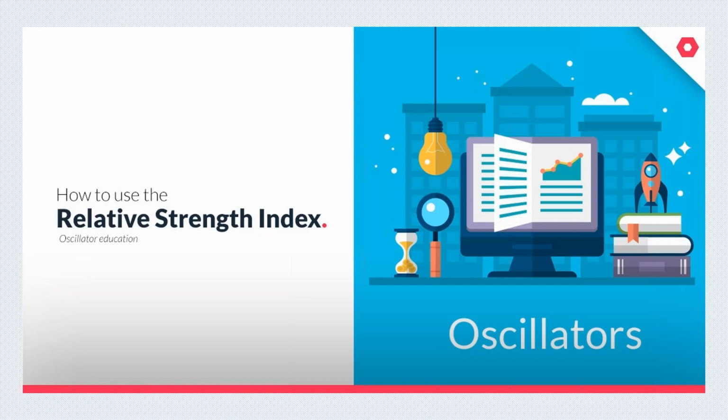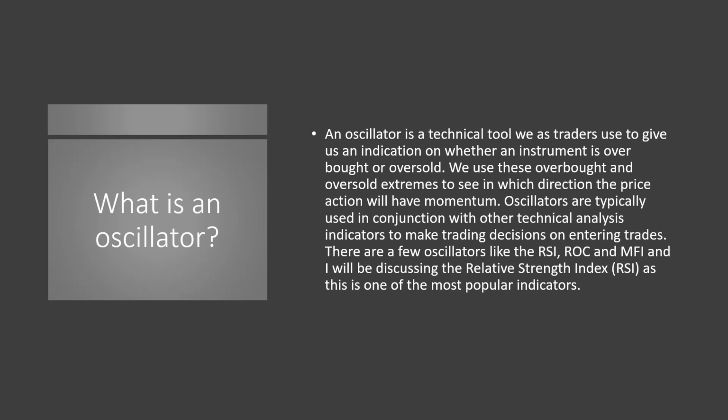Now, RSI falls in a category of indicators known as oscillators. In fact, it falls into a category known as a bounded oscillator. Now, an oscillator is a technical tool we as traders use to give us an indication of whether an instrument is overbought or oversold.